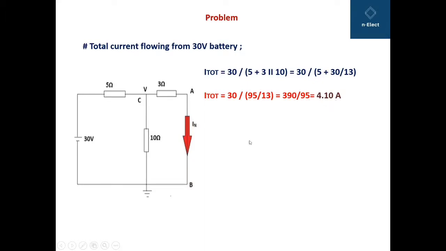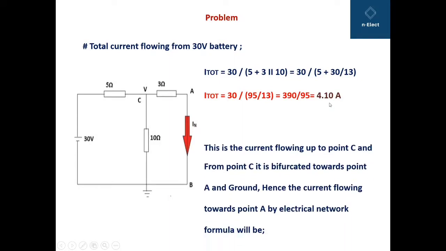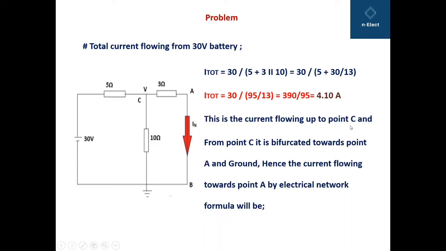It means the total current starting from the positive terminal of the battery and coming up to point C will be 4.10 amperes. Out of this 4.10 amperes, some current will move through this branch and some current will move through the other branch, and in total that will be equal to 4.10 amperes. This is the current flowing up to point C, and from point C it is bifurcated towards point A and towards ground.